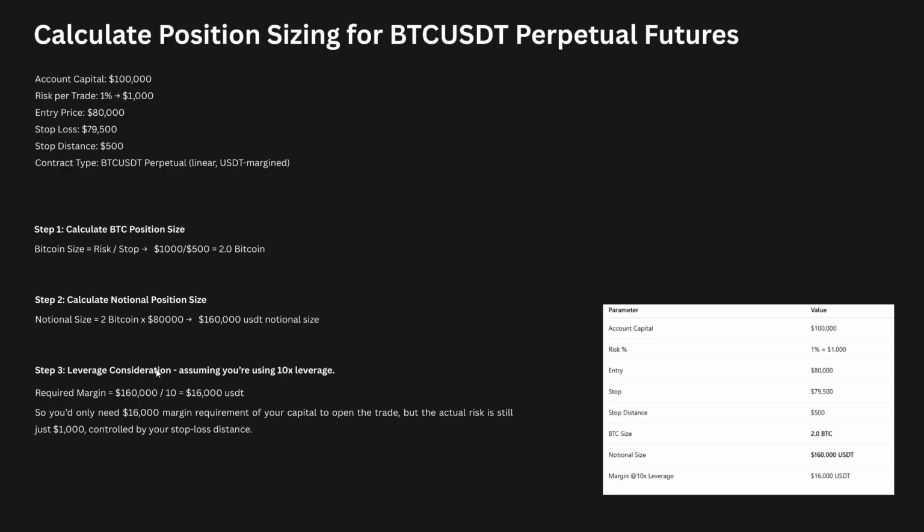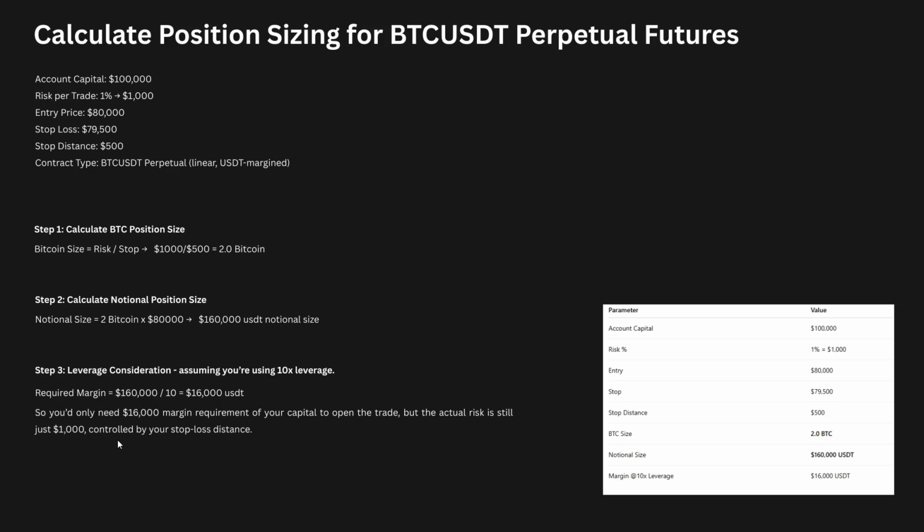Now, using leverage, okay, assuming you're using 10x leverage, just because I'm using 10x leverage doesn't mean that I'm increasing the position size significantly or amping up the risk on the trade like a degenerate. Using leverage sensibly just allows you to reduce your counterparty risk for a given exchange. So now we have to calculate the required margin to run this position size. Our position size is $160,000 divided by 10, which is the leverage used. Therefore, it equates to $16,000. So you only need a $16,000 margin requirement of your overall capital to open the trade. But notice that the overall risk still remains the same.